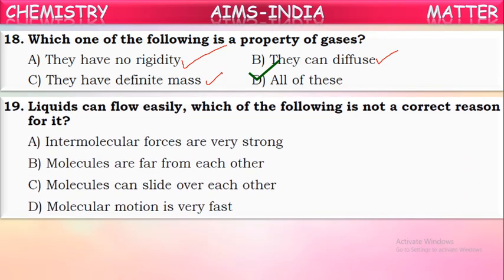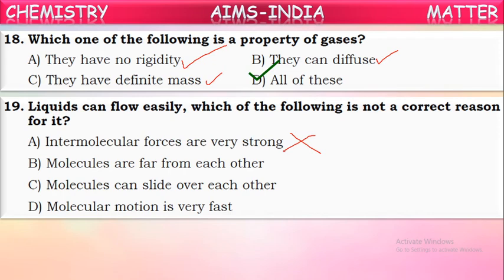Next, liquids can flow easily. Which of the following is not a correct reason for it? So liquids can flow. Yes, it's true. But what is the reason given here? Let us see the first one. Intermolecular forces are very strong. If intermolecular forces are very strong, the molecules should be tightly bound and that should not flow. So it is not the correct answer.